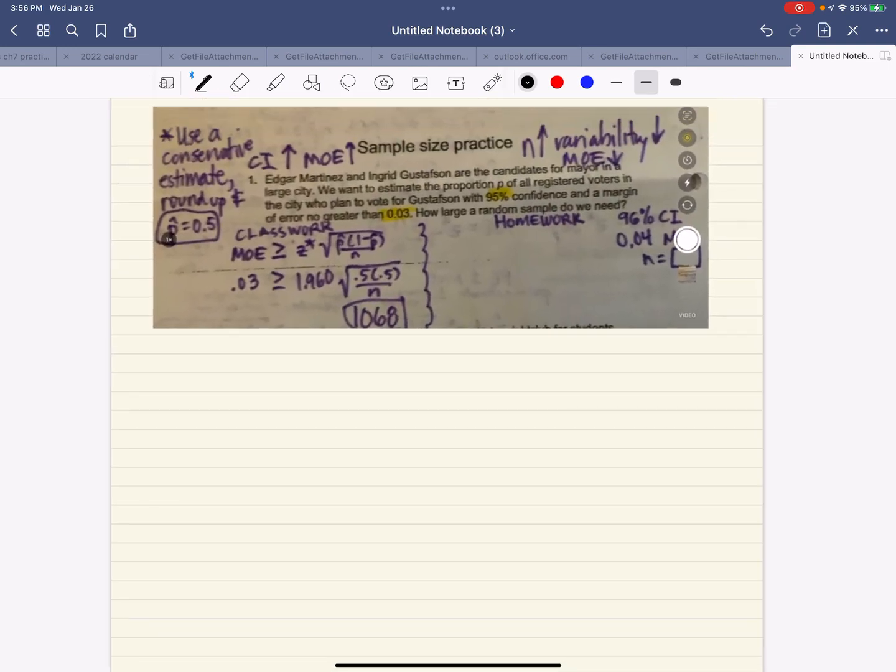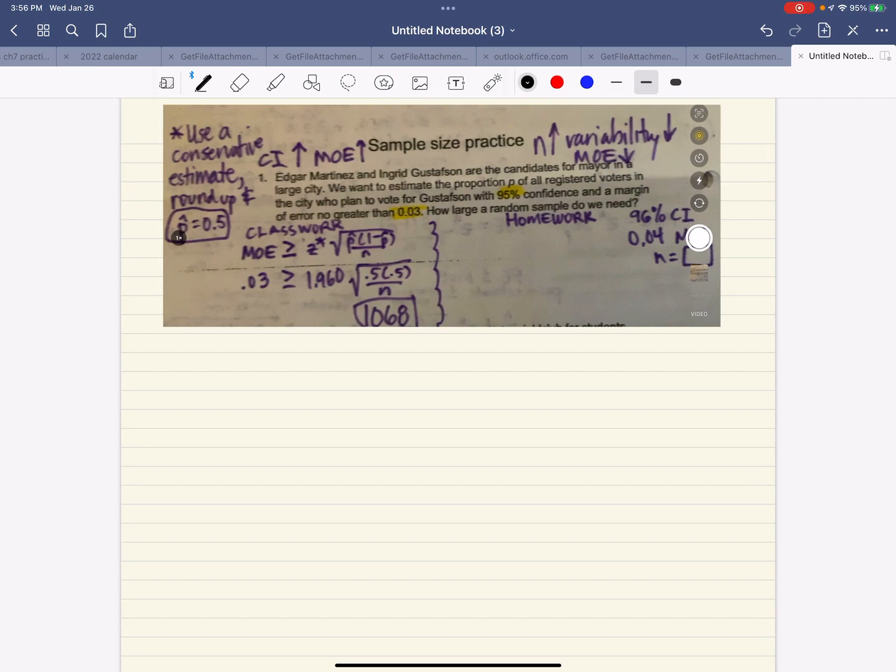All right, and then we also have a question for solving for the margin of error. We did this practice problem in class, and for homework, we were supposed to imagine we're doing exactly the same problem, but instead of 95, we substitute 96%, and instead of a margin of error of 0.03, we substitute in 0.04. This gives us a chance to practice how n would change.